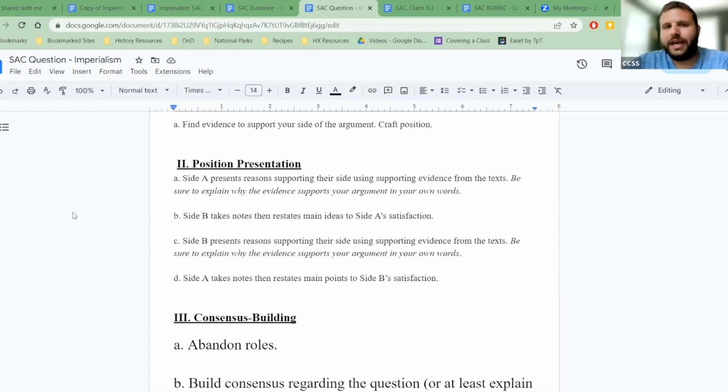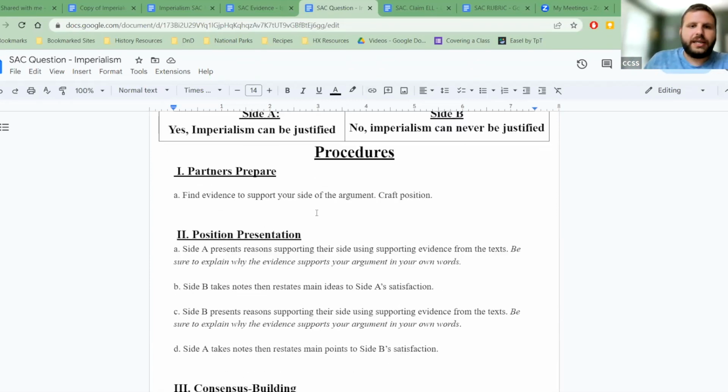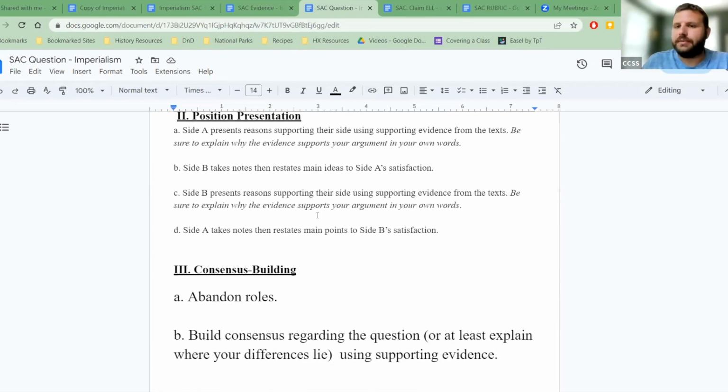Students can still, maybe they were out for a day, right? They're able to pull in other pieces of evidence that were analyzed that can still help answer this question. And what happens is side B, right? So side A is presenting the argument, yes, imperialism can be justified, right? They're going to give at least 4 pieces of evidence that will go to prove that point, okay?